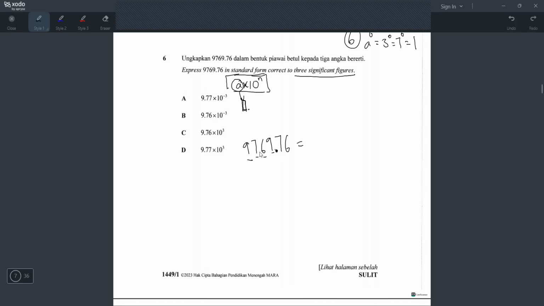They are not zero. Four digits in front of the decimal point that are not zero. So this is not standard form, because in standard form, the A value can only have one digit in front of the decimal point. So I have to move the decimal point now, right?